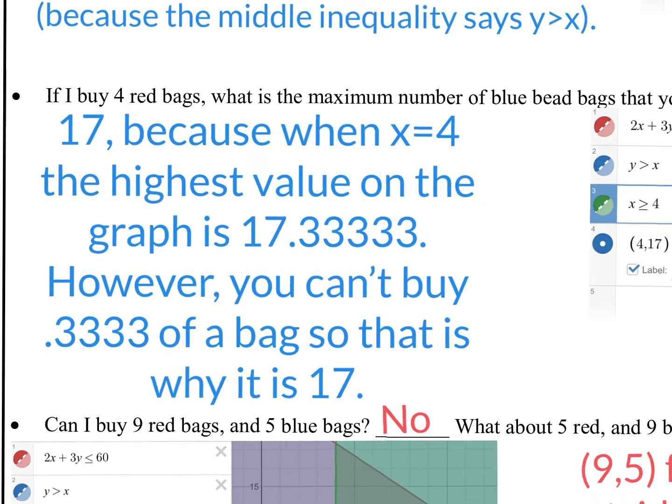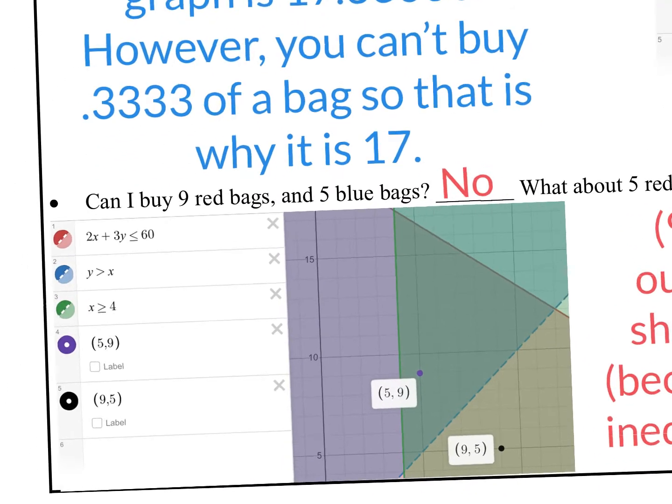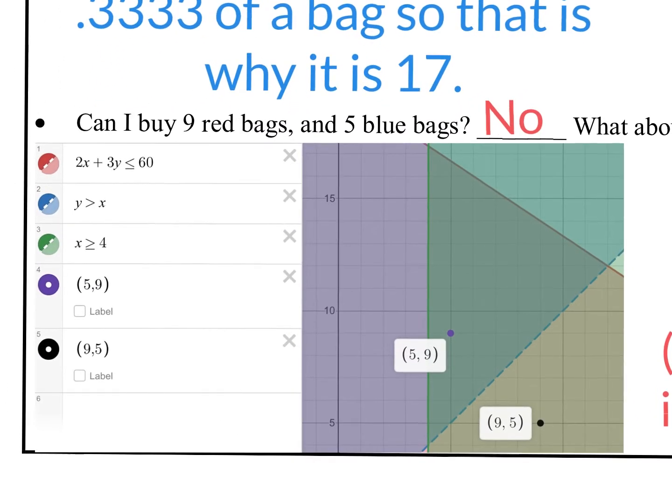The next question says, can I buy 9 red bags and 5 blue bags? I wrote no, because if all you have to do is graph 9, 5 on here, 9, 5 falls outside the shaded area, the common shaded area between all three inequalities. But if I flip it to 5, 9, that's what I say right here.